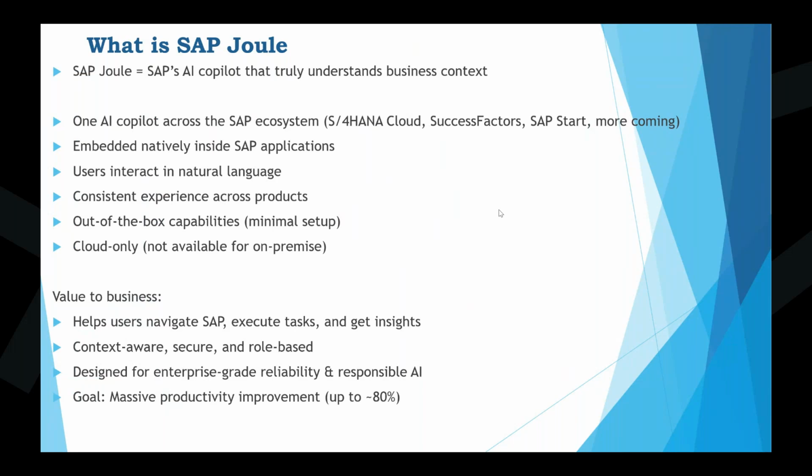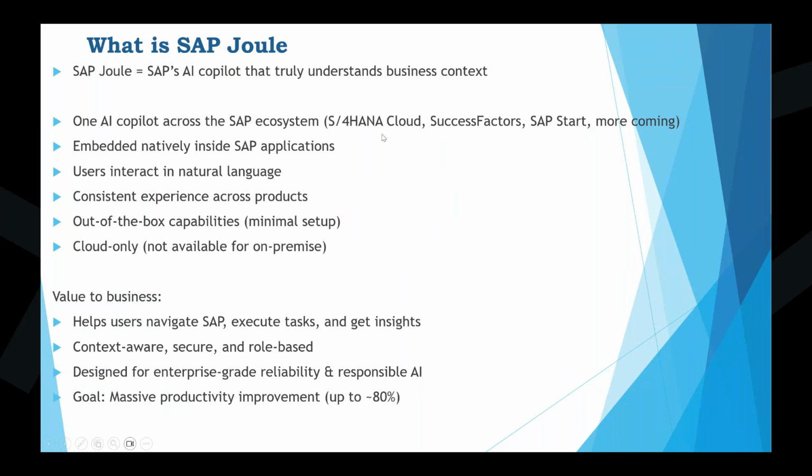SAP Joule is an AI co-pilot that truly understands the business context. It means SAP Joule is integrated with your standard processes and your standard database tables automatically. If you go to S/4HANA public cloud or private cloud, SAP Joule is available, already integrated with your system. It is pre-packed. That is the reason it is one AI co-pilot across the SAP ecosystem.